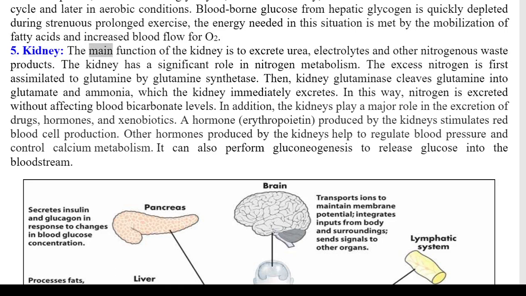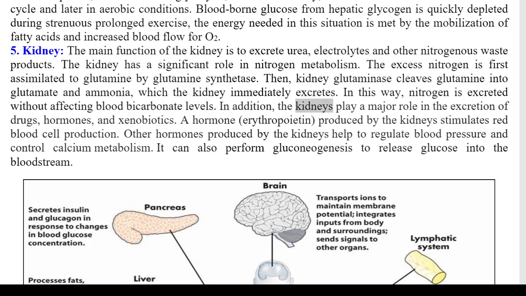5. Kidney. The main function of the kidney is to excrete urea, electrolytes, and other nitrogenous waste products. The kidney has a significant role in nitrogen metabolism. The excess nitrogen is first assimilated to glutamine by glutamine synthetase. Then, kidney glutaminase cleaves glutamine into glutamate and ammonia, which the kidney immediately excretes. In this way, nitrogen is excreted without affecting blood bicarbonate levels.